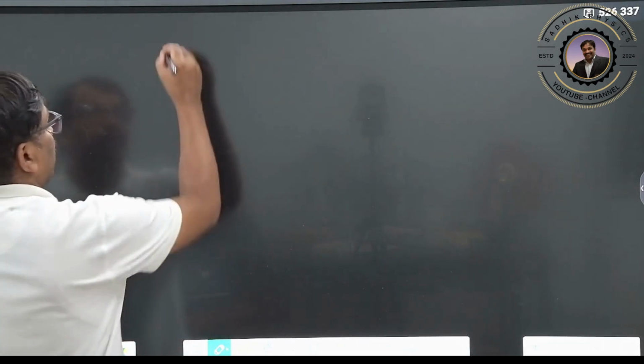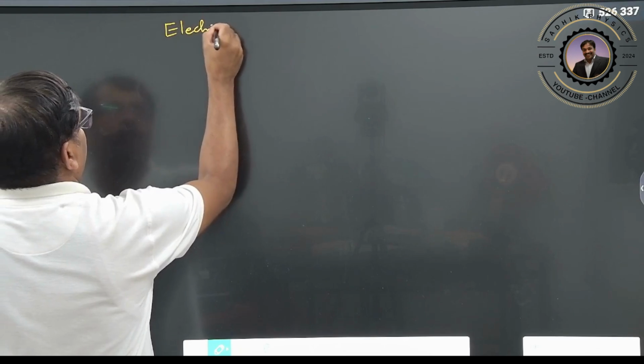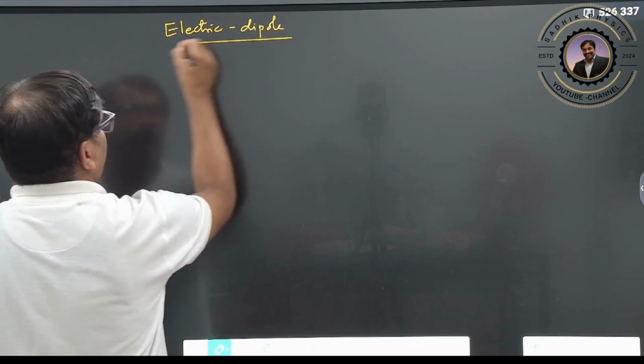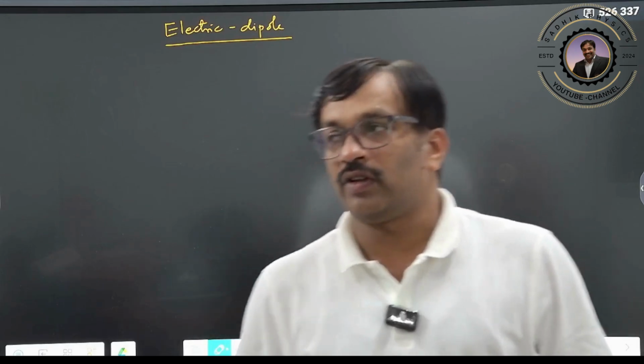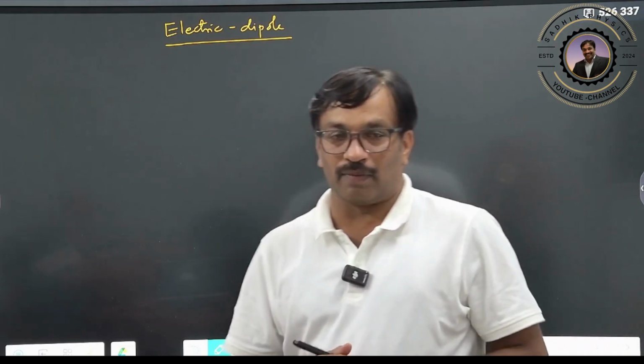Electric potential and electric field are topics I already discussed in my previous videos. If you did not watch them, please watch those videos so that you can understand very clearly. Now tell me, what is meant by an electric dipole?